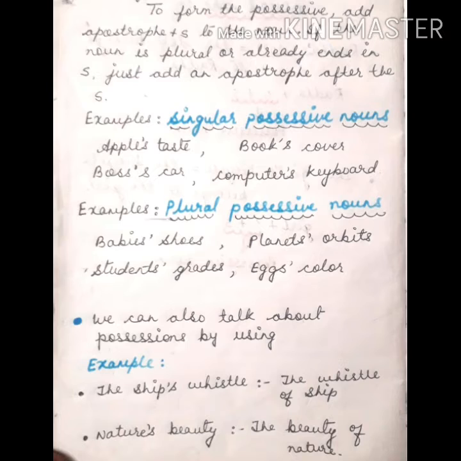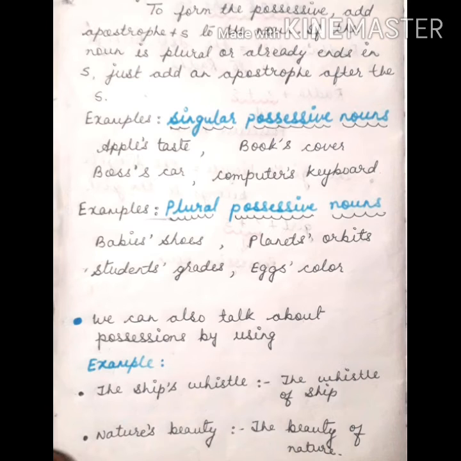Planets' orbits. Planets means more than one planet. So here we have added the apostrophe after S because it's a plural word. Students, again it's a plural word. So we have added an apostrophe after S. Students' grades. Eggs' color. Again eggs is a plural word because there is more than one egg. So we have added the apostrophe at the end.